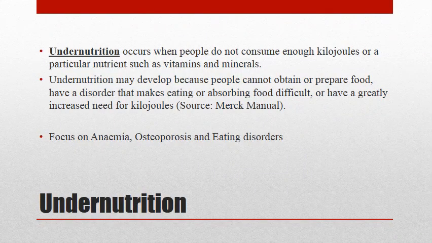So here's your definition for undernutrition. Undernutrition occurs when people don't consume enough kilojoules or a particular nutrient such as vitamins and minerals. And it might develop because they don't know how to prepare, or they can't obtain their food. They have trouble absorbing food due to some other disorder, or they have an increased need for kilojoules. So today we're going to focus on anemia, osteoporosis, and eating disorders.